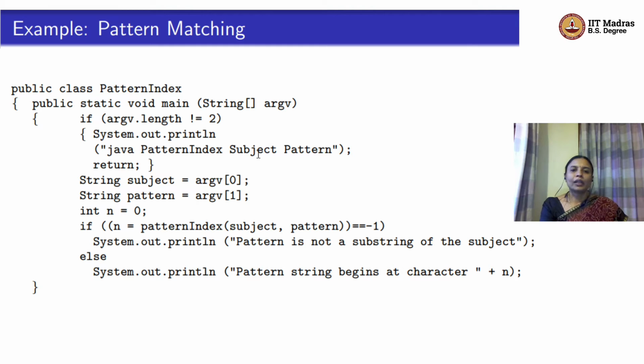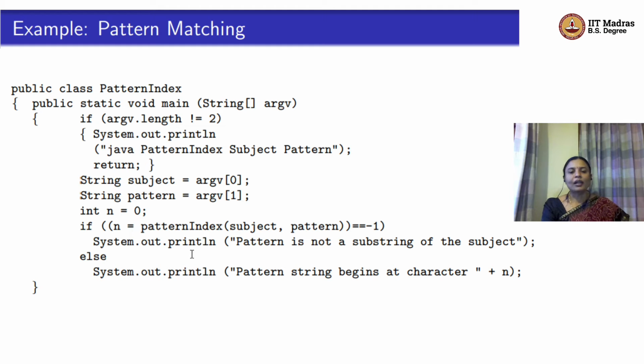Now it asks for input, two things. One is it takes an input string called subject, and another string called pattern. So the basic job is to look for whether this string pattern occurs in the string subject or not. It uses a counter n, initializes it to 0, and then starts.